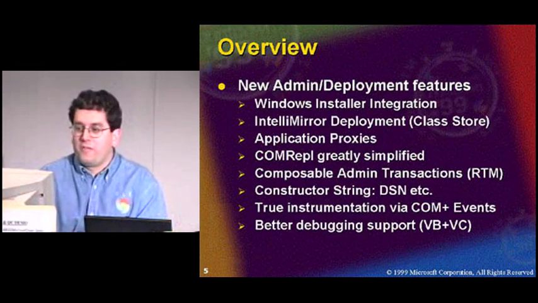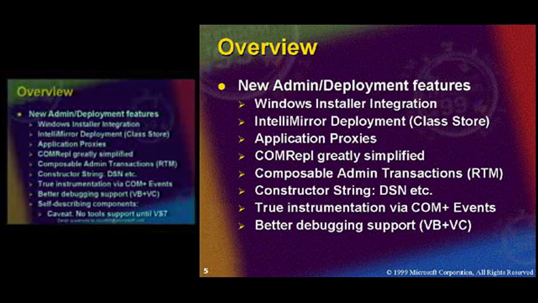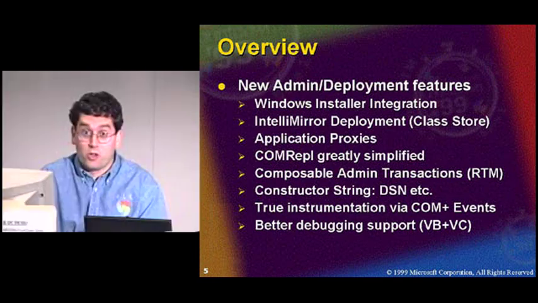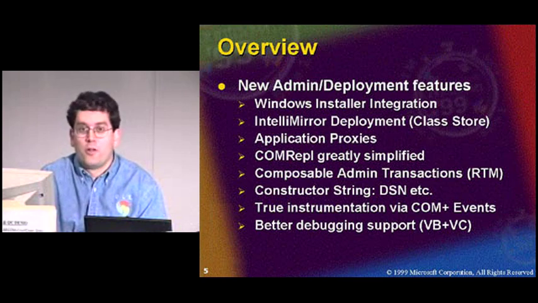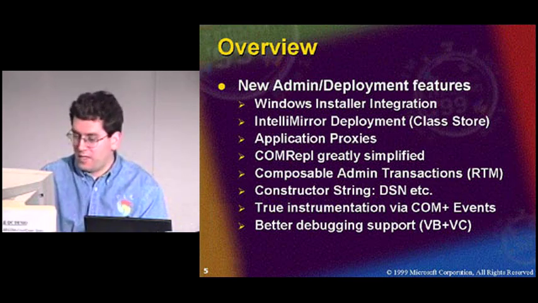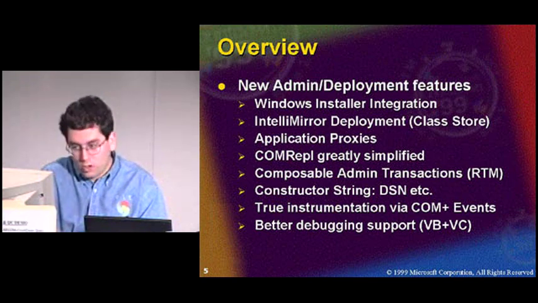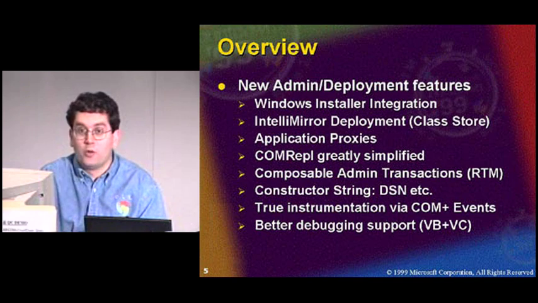In the admin area itself, there are certain core features that just make administration easier across the board, regardless of what features you're using. The first one is the Windows Installer integration. This just gives us a more robust setup, and another side effect is that we can deploy these applications and application proxies through the IntelliMirror feature in Windows 2000. Application proxies have been greatly enhanced. It's easier. We're going to talk about them in a little more detail further down. Talk about COM REPL being simplified. No need to create network shares anymore. It all just happens automatically.